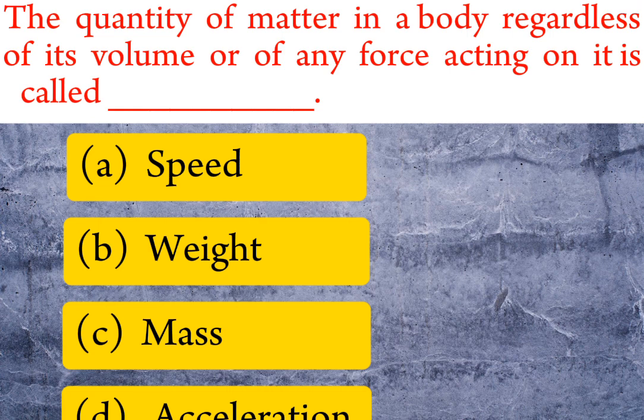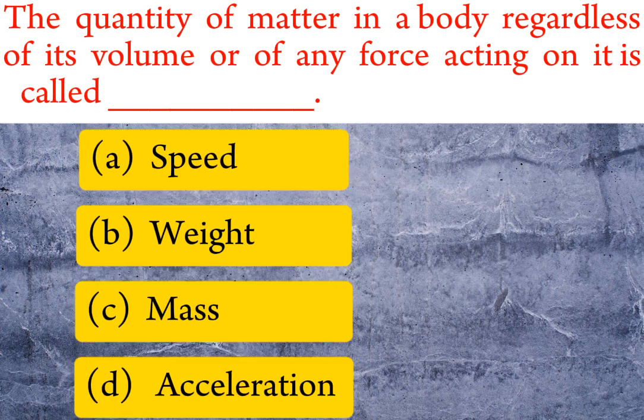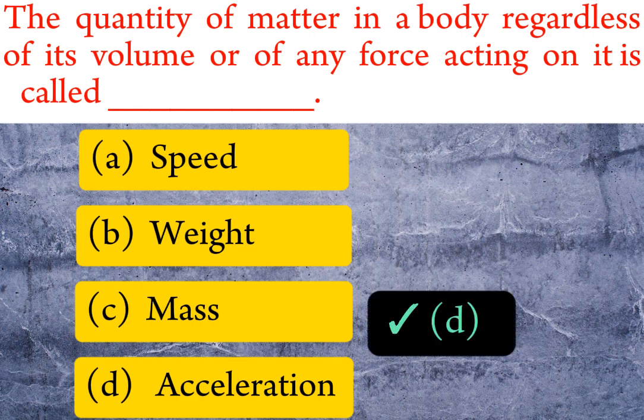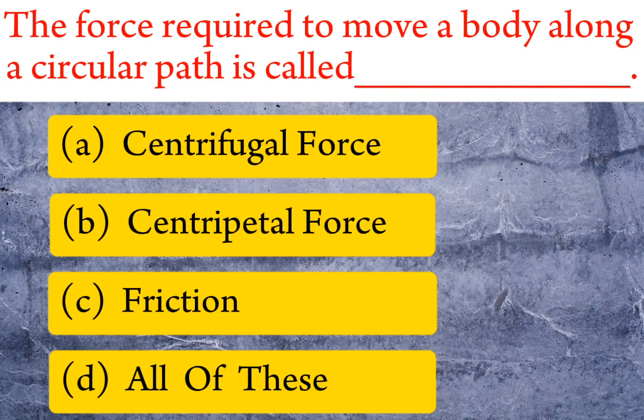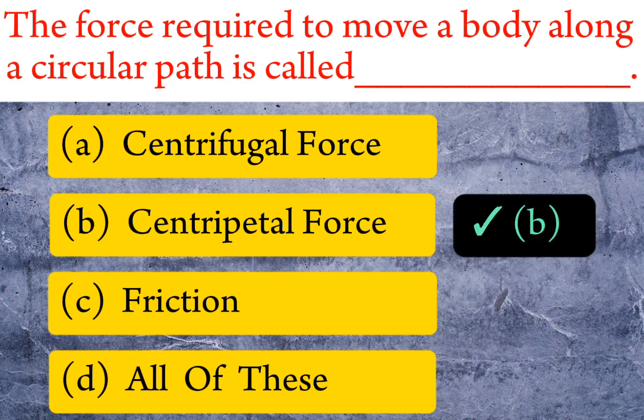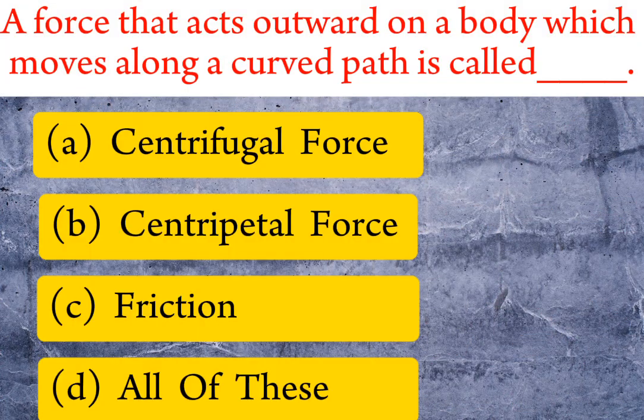The quantity of matter in a body regardless of its volume or of any force acting on it is called: a) speed, b) weight, c) mass, d) acceleration. The force required to move a body along a circular path is called: a) centrifugal force, b) centripetal force, c) friction, d) all of these. A force that acts outward on a body which moves along a curved path is called: a) centrifugal force, b) centripetal force, c) friction, d) all of these.